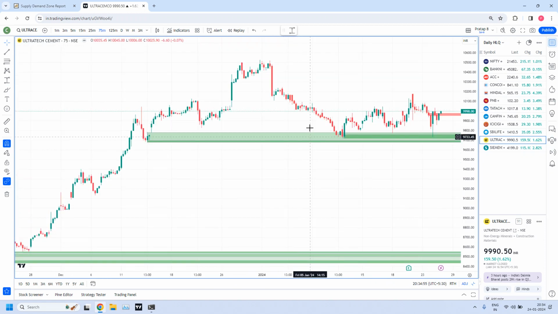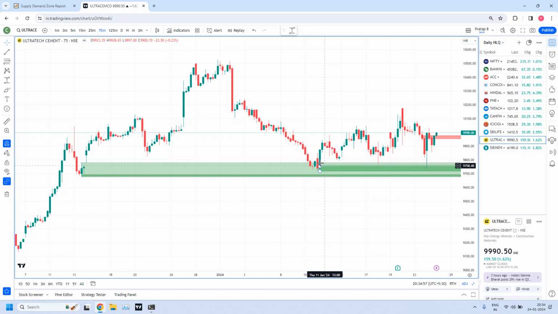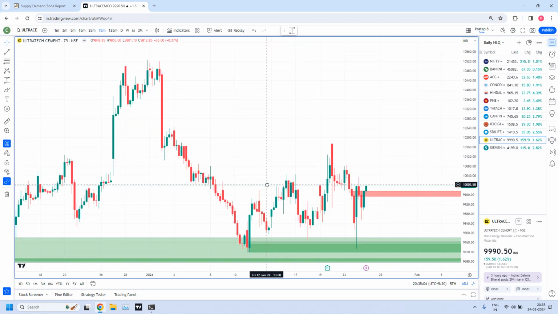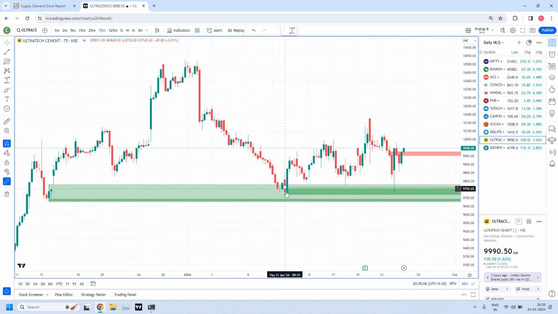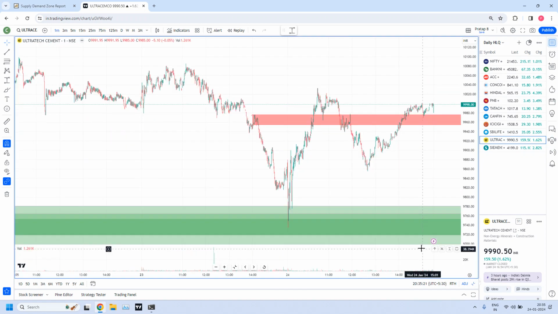We have identified a 75-minute zone: drop, base, rally, and this was already tested. After testing, it again created a new 15-minute zone inside this. That is what we want. Always we want fresh zones. At that time, it created a new zone inside this, whereas earlier it tested the existing zone. Here you see drop, base, this is a rally candle, base candle. That way you can identify it in the 15 minutes. That was tested earlier.